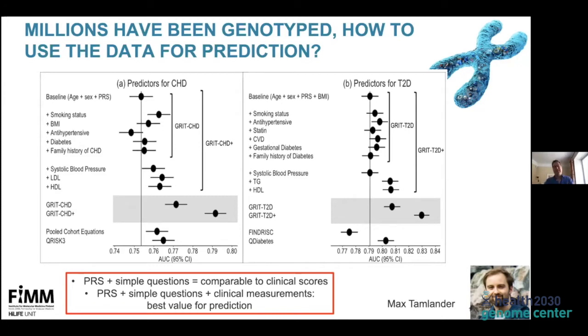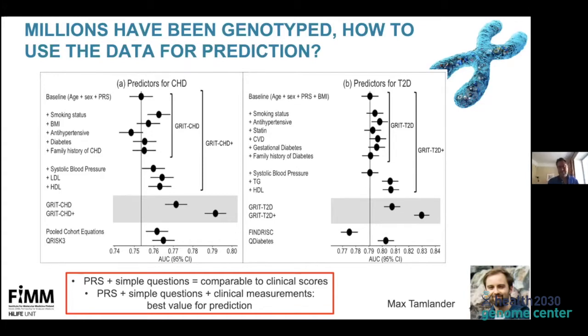You pull this information together, add it on top of the PRS, and we can actually get the GRID CHD score in there. And you can see that the AUC for the GRID CHD line there is on the same level as in the bottom with the two routinely used clinical scores. So simply by adding a handful of questions on top of your PRS, we can get a very simple tool for, at least, an initial check of the person's risk. And then if you add on top of that systolic blood pressure, LDL and HDL levels, you can actually do much better than the routine clinical scores.